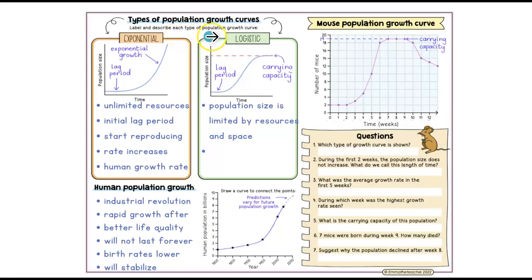Okay, so types of population growth curves. I want you to label and describe each one.